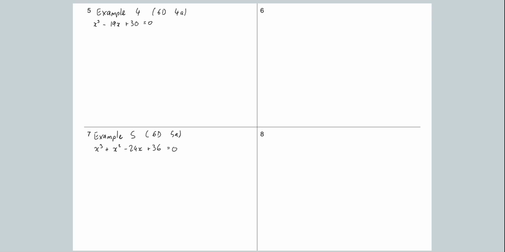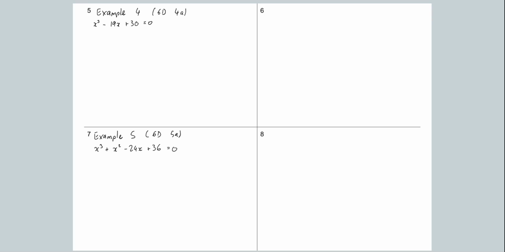x cubed minus 19x plus 30. Now, don't be put off by the fact there's no x squared term in this. That's okay. We can sort that out. We just need to start looking at different possible values of x that we can put into this equation to make it equal to 0. So in other words, we need to effectively use the factor theorem. If we can prove using the factor theorem that when I put a value in for x, the result is 0, then x minus that value must be a factor.